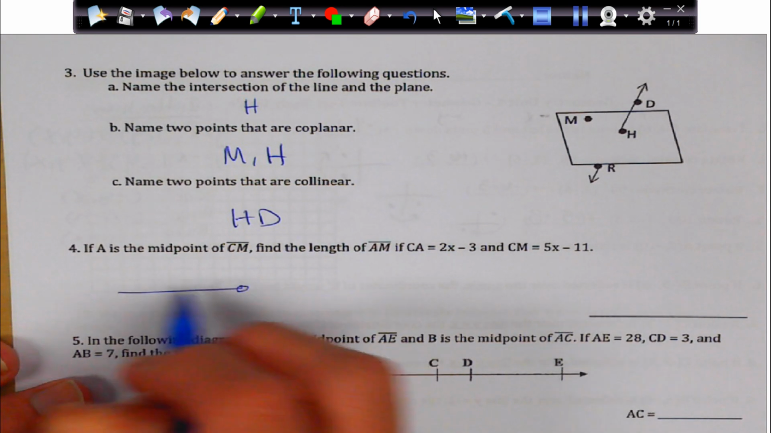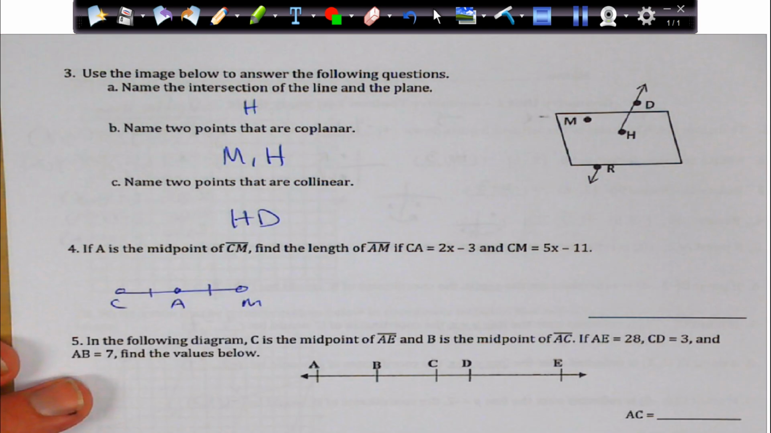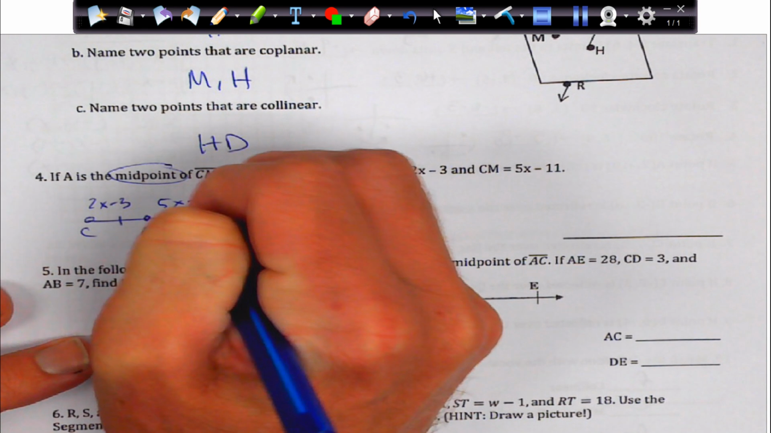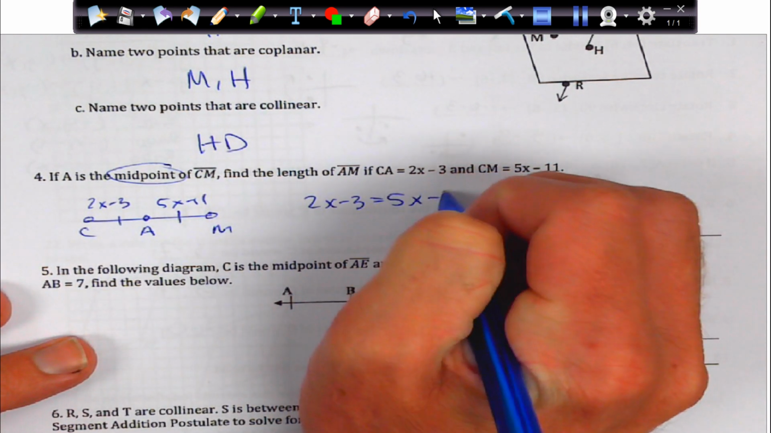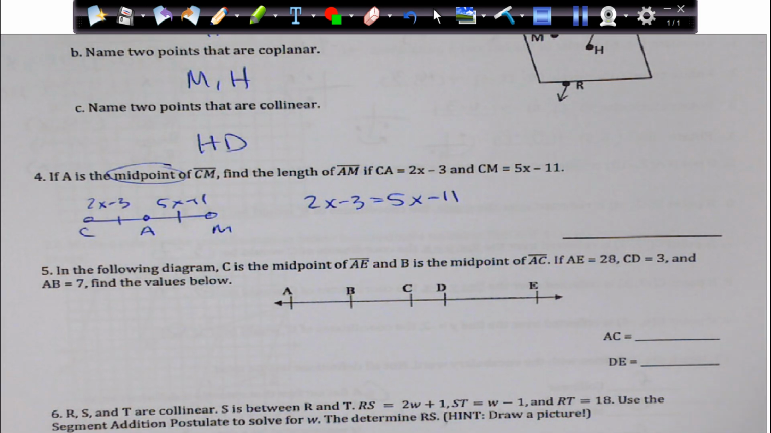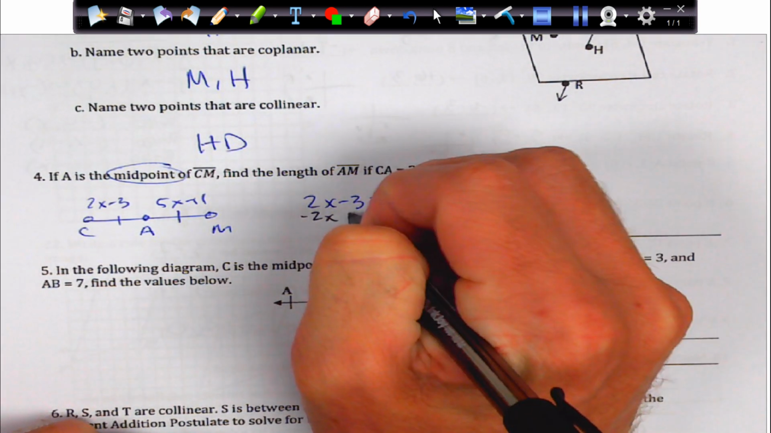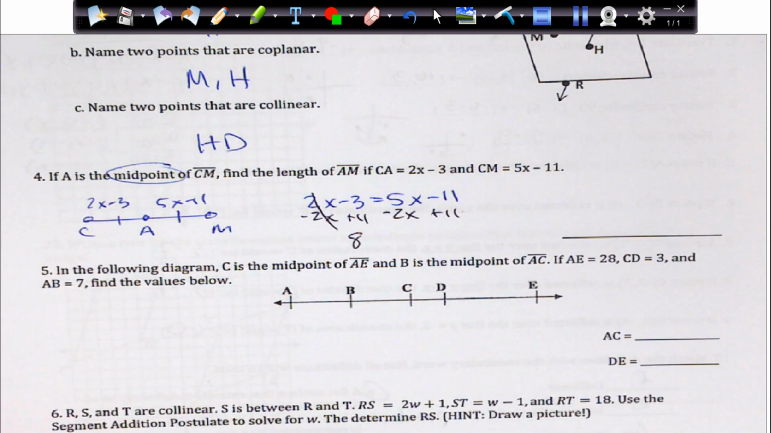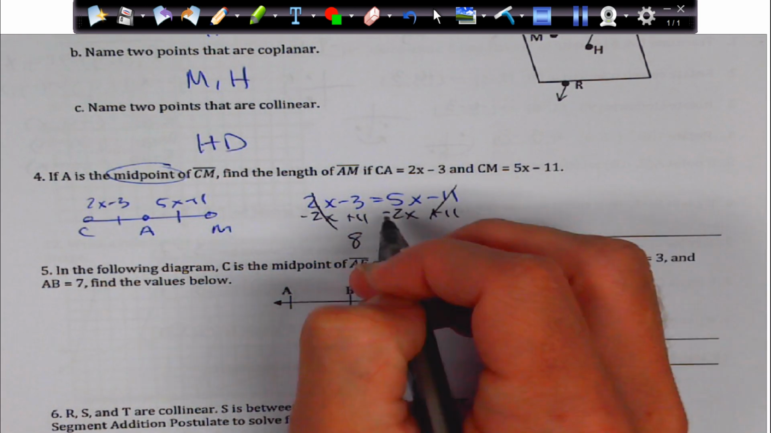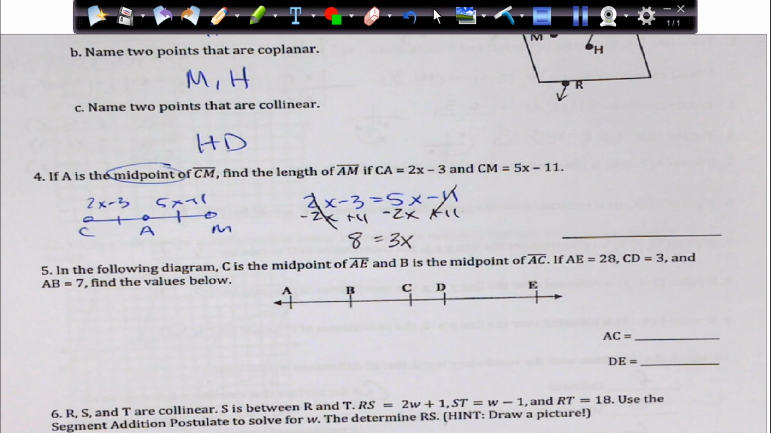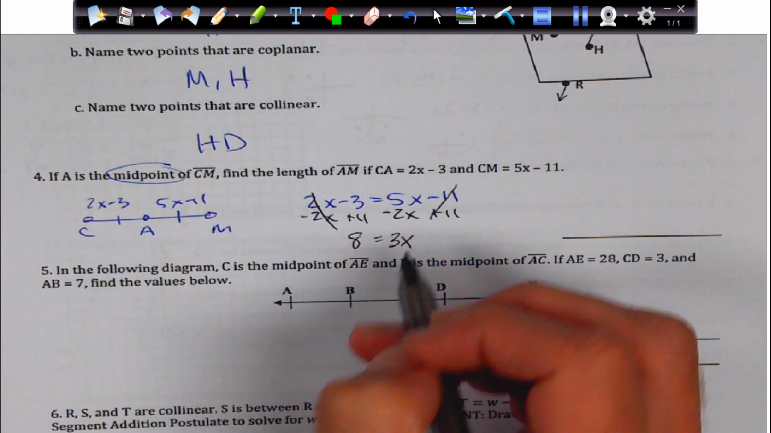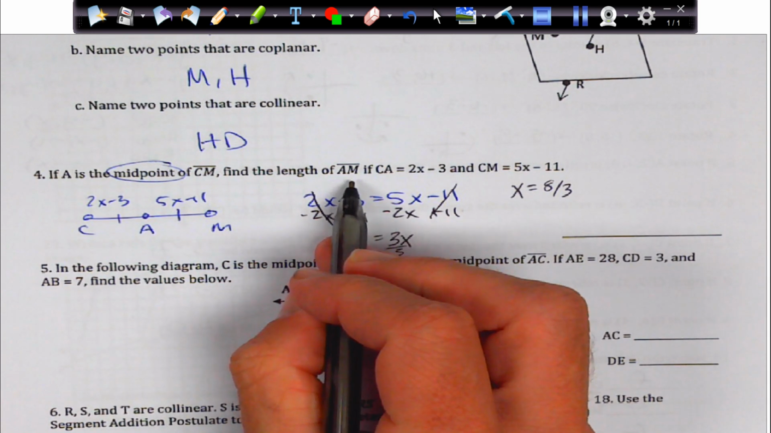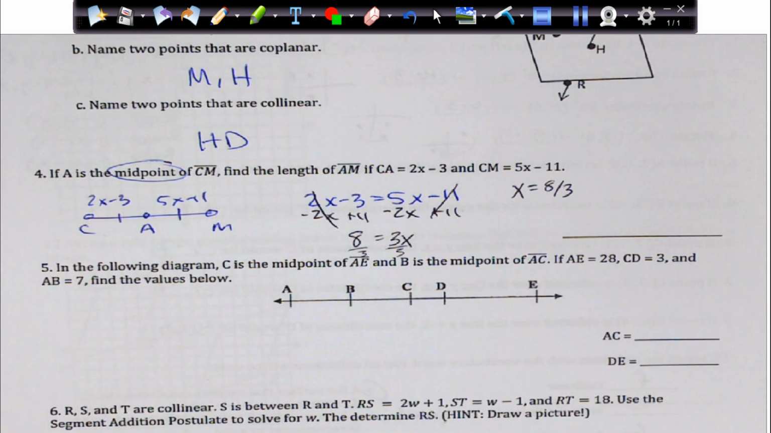So here again, I usually like to draw a picture. A is the midpoint of CM. That means those are congruent automatically. That's what the word midpoint means. And we get 2x minus 3, and we get 5x minus 11. So we're just going to set those equal to each other. And when we set those equal to each other, we're going to subtract the 2x from both sides. While I'm actually going to add the 11 as well. So that cancels that. Negative 3 plus an 11 is going to give me 8. And then we're going to have this cancels here. 5, that's 3x. Okay. And then we're going to divide by 3. And x equals 8 over 3, but then it says find the length of AM, which is the total length, so we just got to plug it back in to solve for this.